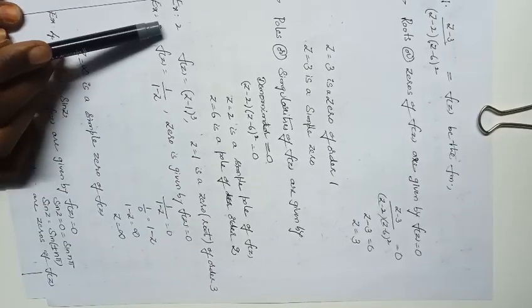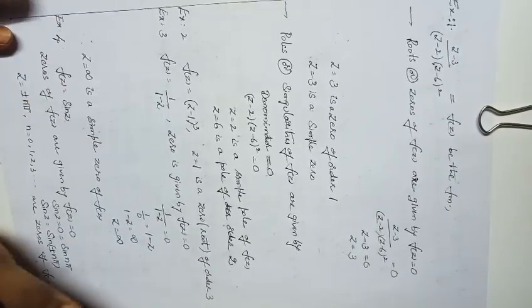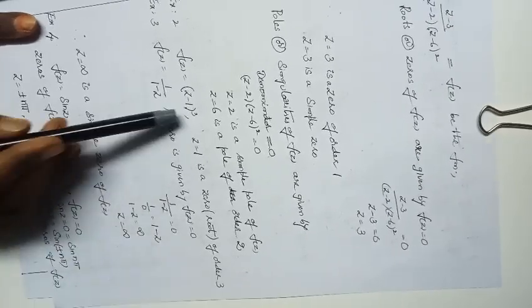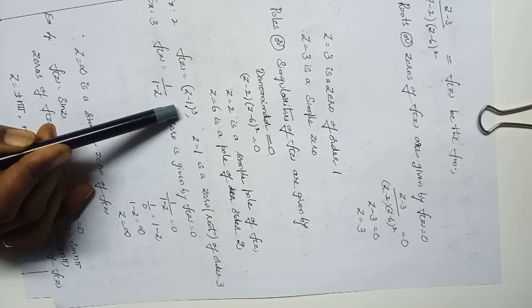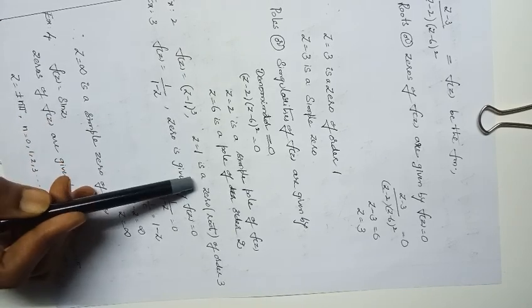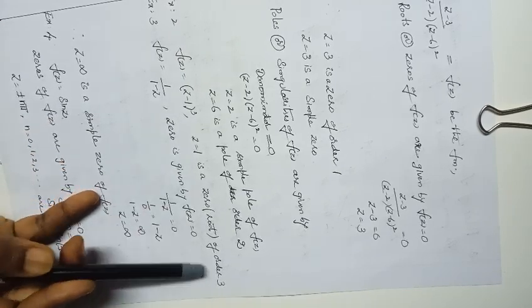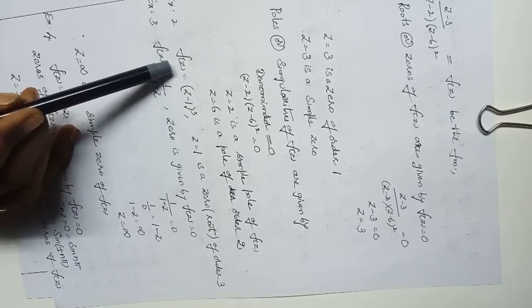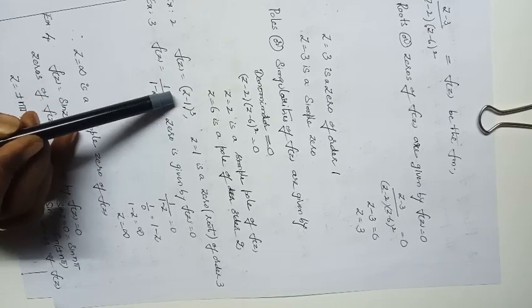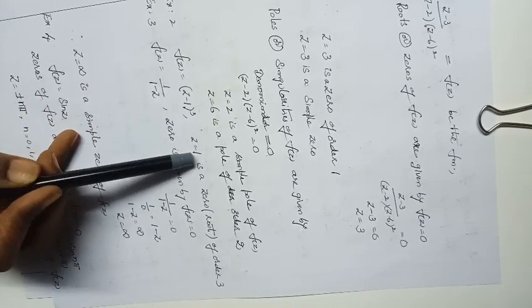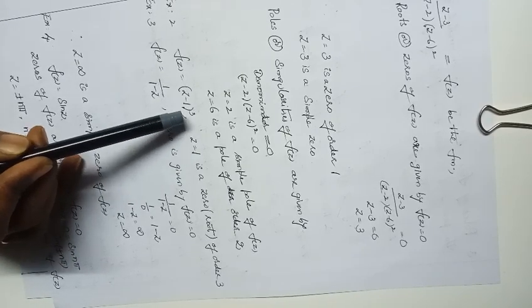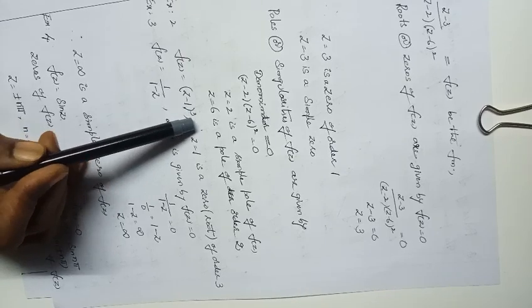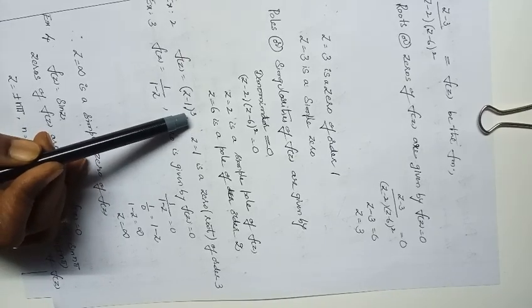Now second example, f of z equal to z minus 1 whole cube. This is also an analytic function. Now z equal to 1 is a zero or root of order 3. By equating f of z to 0, we get z minus 1 whole cube equal to 0. Then z equal to 1 is a zero of order 3. Here the power of this factor is 3, so the order is 3.